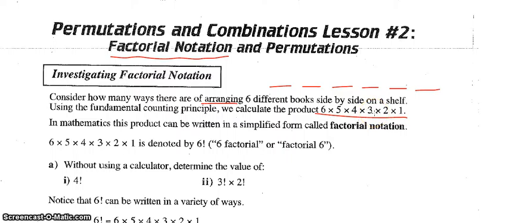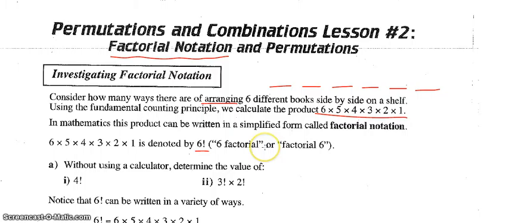Now, since we always see this, mathematicians like to create a symbol for that. So when you have 6, 5, 4, 3, 2, 1, we just write 6 factorial. It's an exclamation mark. It's like, wow, 6 factorial. So what does that mean? It means you start from 6 and you multiply numbers in descending order all the way down to 1.